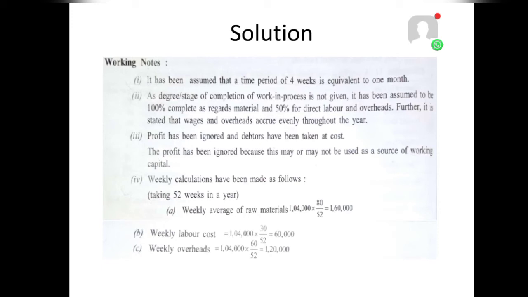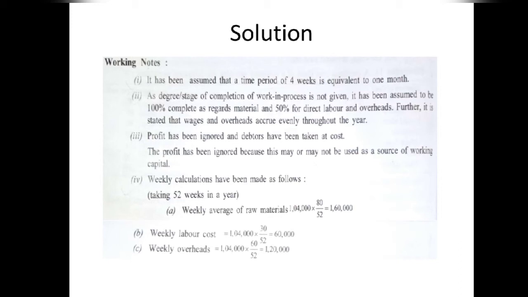Then the fourth working note is related to the weekly calculations regarding the three elements of cost: raw materials, labor, and overheads. Now the annual production is given as 1,04,000 units. First we calculate weekly average cost of raw materials. 1,04,000 is the annual production, multiplied by 80 rupees, the per unit cost of raw material, divided by 52 weeks, since in a year there are 52 weeks. That comes to rupees 1,60,000 per week.